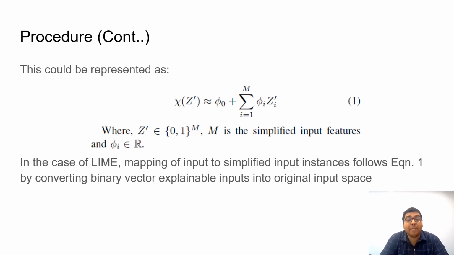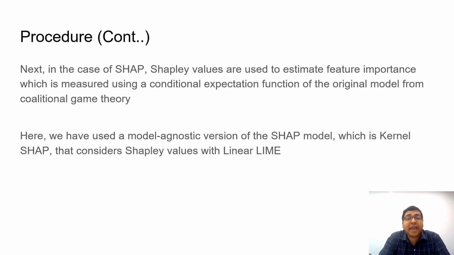In the case of LIME, mapping of input to simplified input instances follows this particular equation 1, and this is done by converting binary vector explainable inputs into the original input space. Next, in the case of SHAP, Shapley values are used to estimate feature importance, which is measured using a conditional expectation function of the original model from cooperative game theory. Here we have used the model-agnostic version of SHAP, which is Kernel SHAP, which considers Shapley values with linear regression.